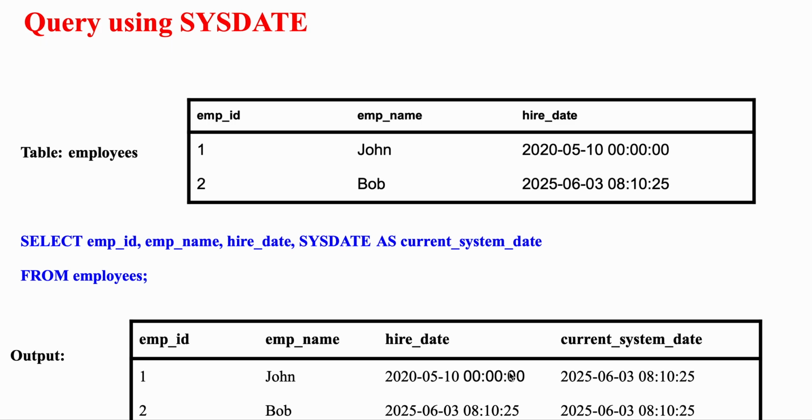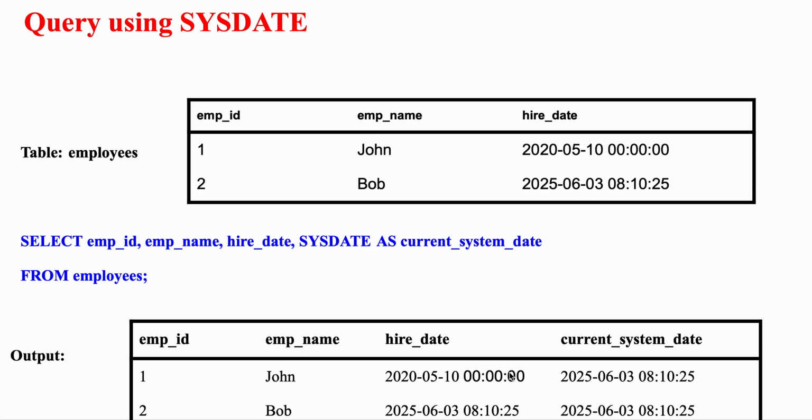Alright, here's a quick example of how you might use SYSDATE in a query. Let's say we have an employees table with employee ID, employee name and hire date. Now, if we run this query, select employee ID, employee name, hire date, SYSDATE as current system date from employees. What this does is for each employee row, it shows us the hire date and also adds a column with the current system date pulled using SYSDATE.